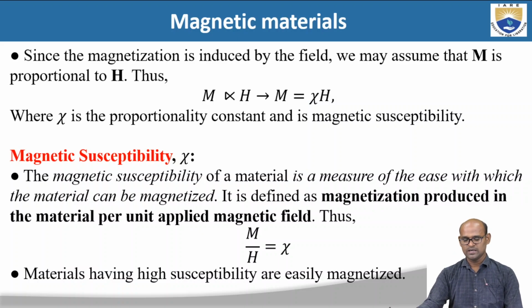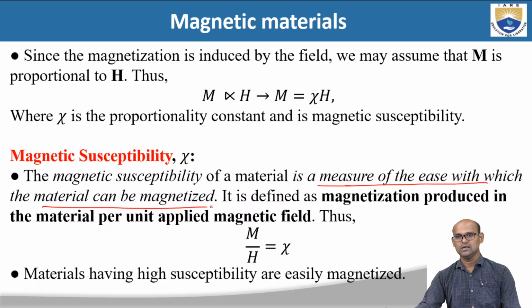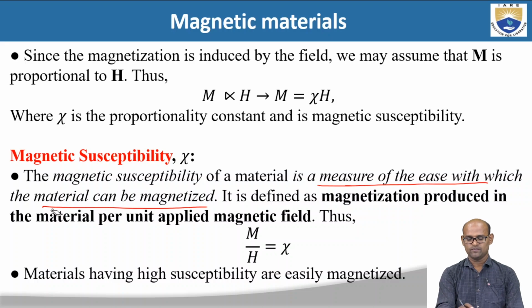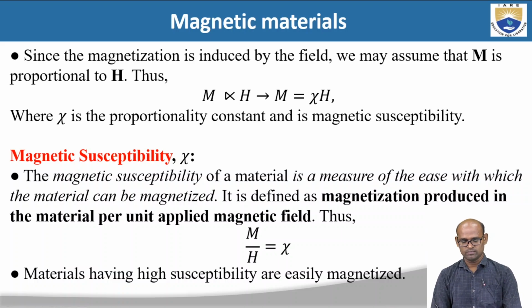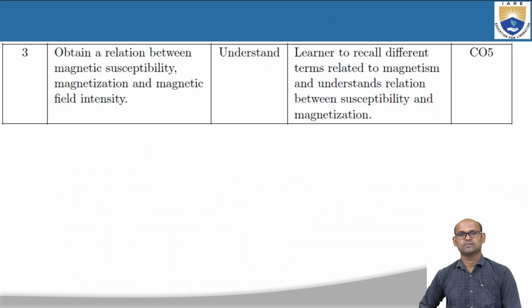Susceptibility is defined as the measure of the ease with which a material can get magnetized. If the material has high susceptibility, it will easily get magnetized. If the material has low susceptibility, it will get magnetized slowly. So M is equal to chi H, or chi is defined as M by H. I apply a magnetic field, and how much magnetization is produced inside the material is called susceptibility.